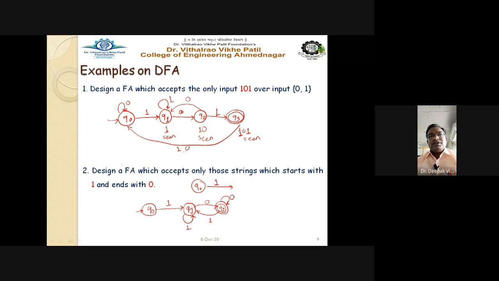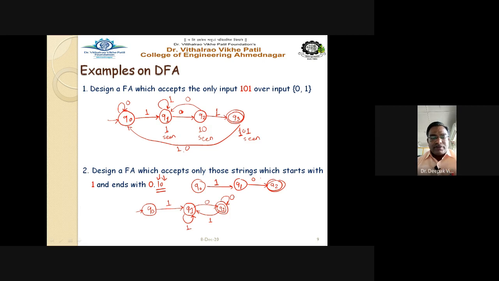So what is the minimum string for this? The minimum string is nothing but 0, 1, 0. It starts with 1 and ends with 0. So the design for this: Q0 on 1 goes to Q1, and Q1 on 0 goes to Q2, and make Q2 a final state. Simple. Okay, so this is your automata.